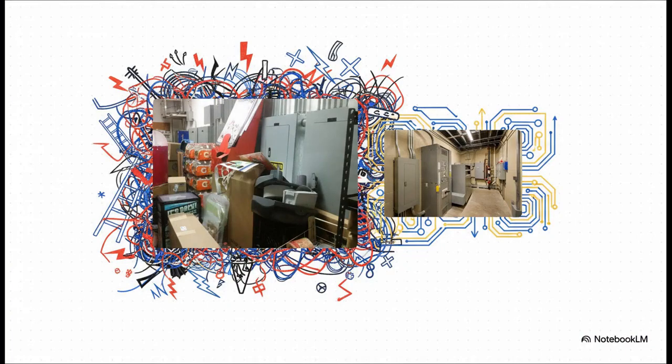The first big rule is that equipment has to be readily accessible. The code is very clear. That means someone can get to it without having to climb over or move a bunch of stuff. The picture on the left, that's a total code violation and, frankly, a safety nightmare. The one on the right shows a properly designed space. Your job is to design that clean, accessible space from day one.